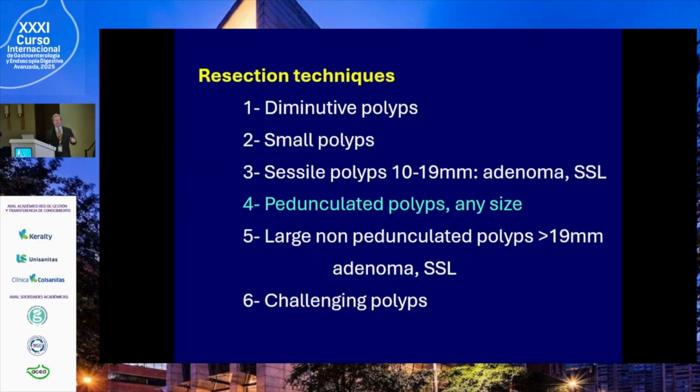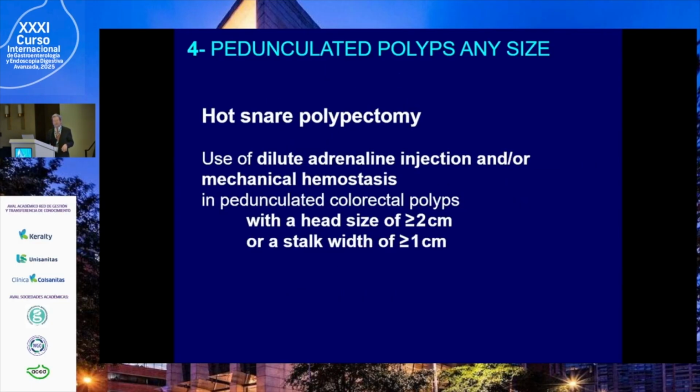Now, pedunculated polyps, any size, no problem. Hot snare polypectomy, and of course it is recommended to use adrenaline or to put clips when you have a large polyp more than 2 centimeters with a stalk more than 1 centimeter. Okay, you agree? But when you have a very large pedunculated polyp, such as the case we have seen today, maybe it was not so large, but when you have a large polyp, you don't see the lumen. You cannot do a retroflexion.